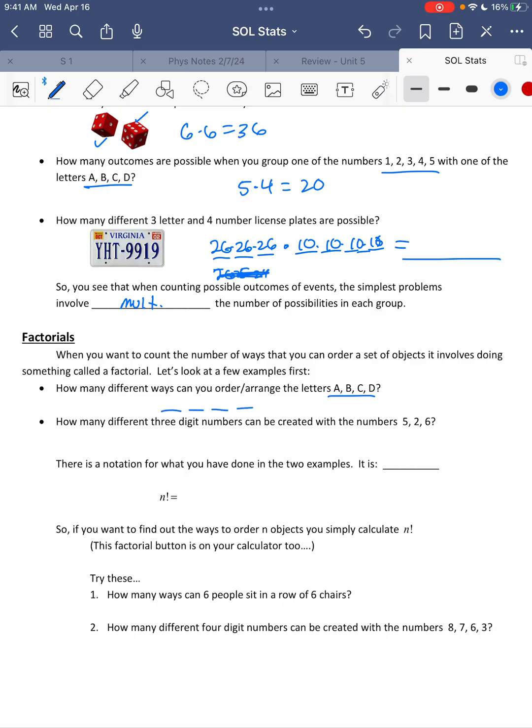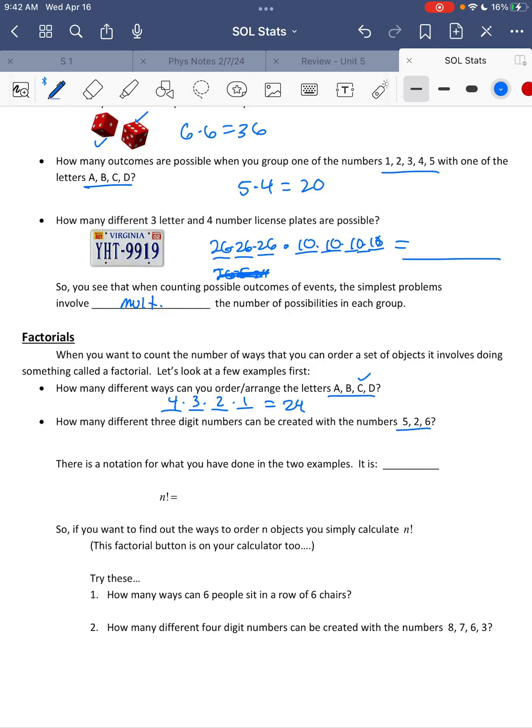Okay, so imagine you had to put these things in order, right? You'd have 4 spots to fill. You'd have 4 letters to choose from for the first spot, then you'd have 3, then you'd have 2, then you'd have 1, right? If you use C for the first spot, then you have 3 letters, and then you have only 2, and then 1, and so forth. So this multiplies out to 24. There's 24 different ways you could arrange this.